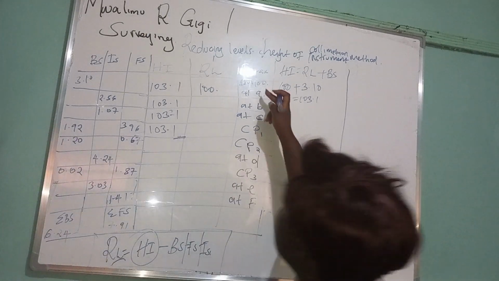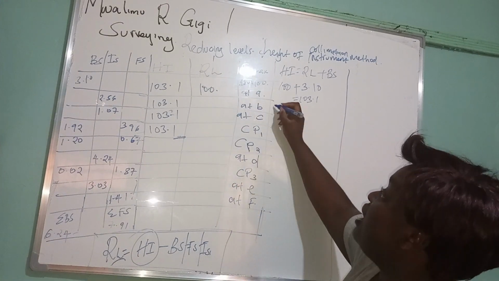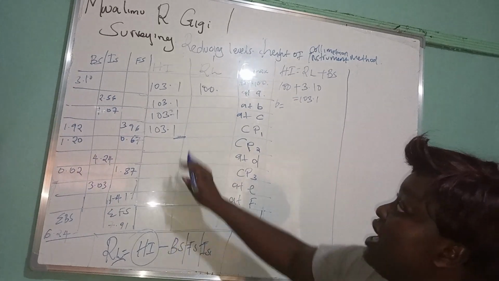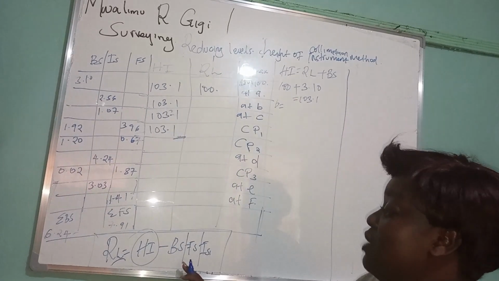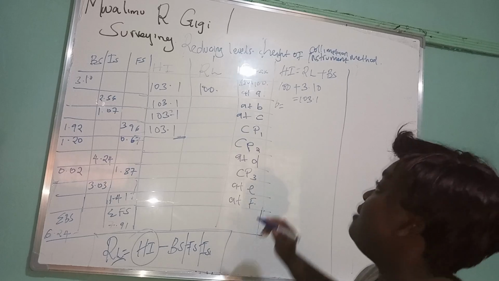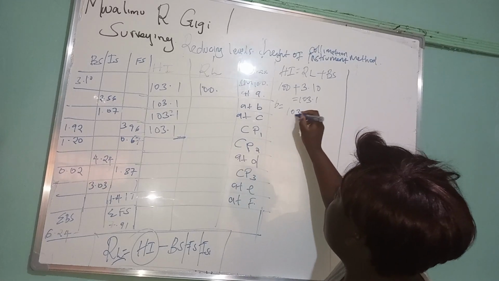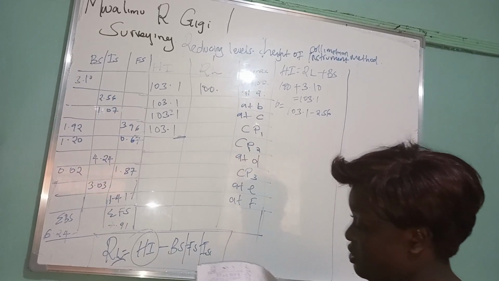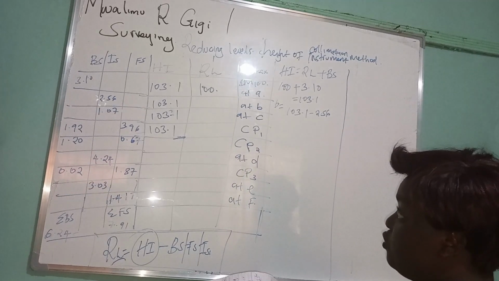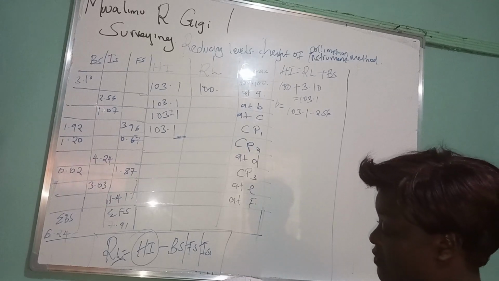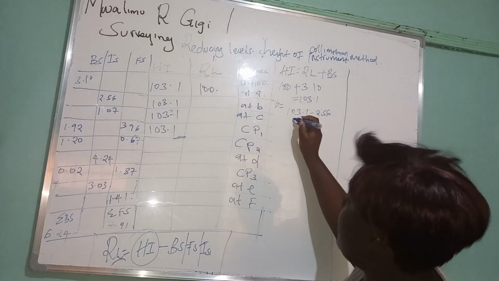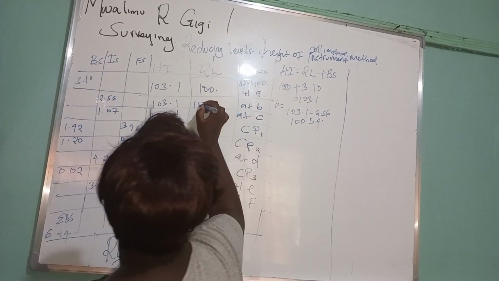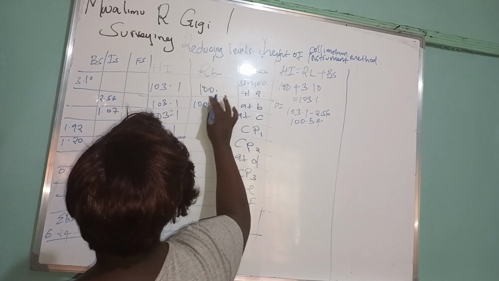So at point A, the reduced level is 100. At point B, the reduced level is height of collimation minus backsight or foresight or intermediate sight. So it is 103.1 minus 2.56, which is 100.54. So the reduced level at point B is 100.54.